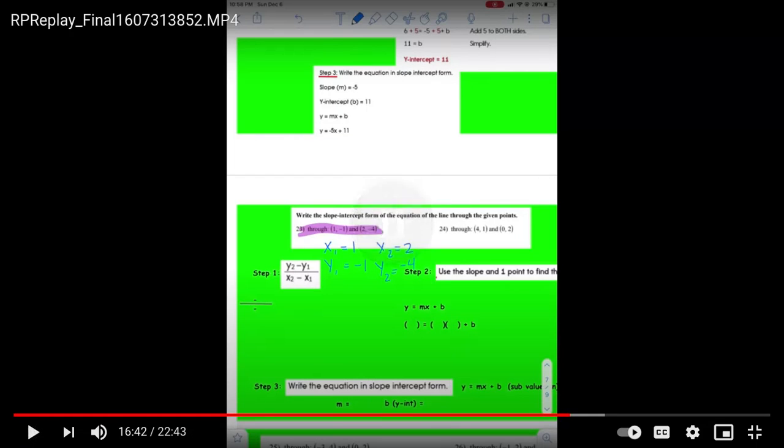So now that we've figured that out, we're going to plug it into this, okay? And remember, x1 and y1 and x2 and y2 just comes from what point's listed first and what point is listed second.